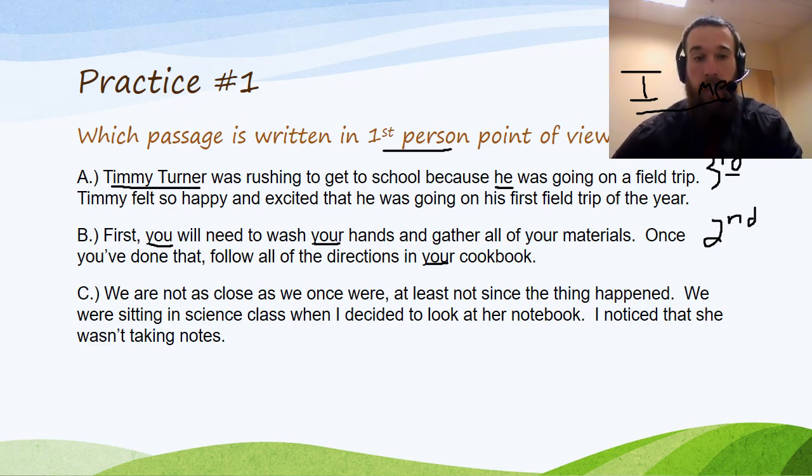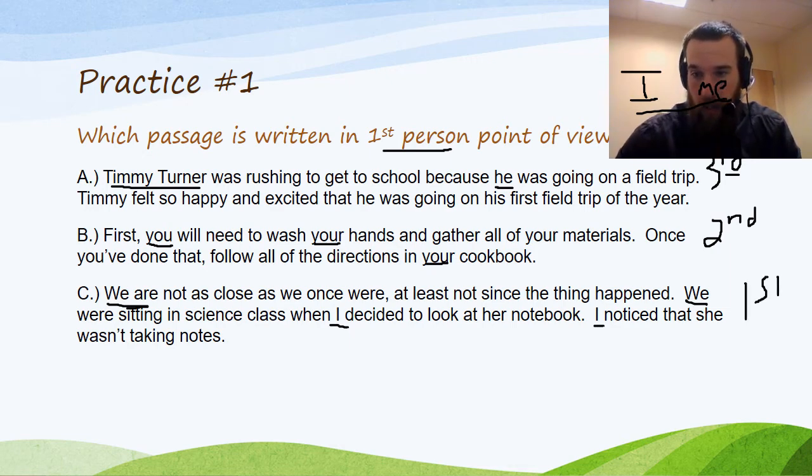So this one, is it through someone's point of view and they're letting us know what happens? We can see, and there's more than one person. They use we. When I decided, I noticed. So this one is through that first person point of view. So this is going to be my answer for this. Answer C is the one that is first person point of view.